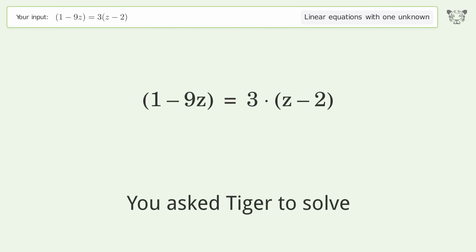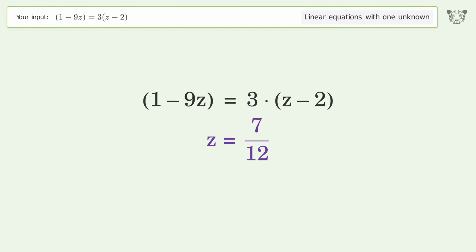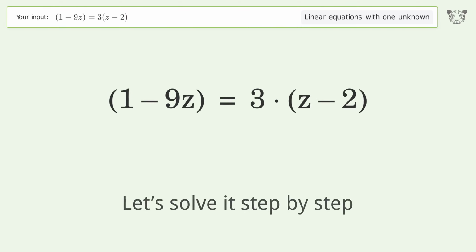You ask Tiger to solve. This deals with linear equations with one unknown. The final result is z equals 7/12. Let's solve it step by step.